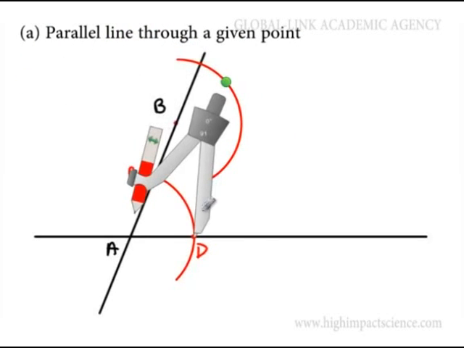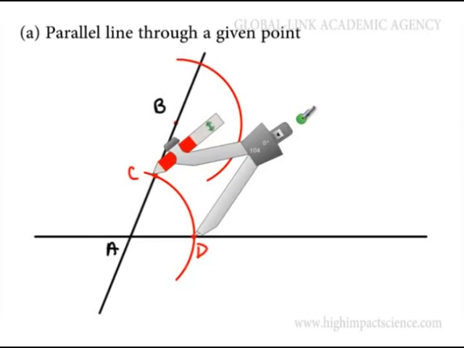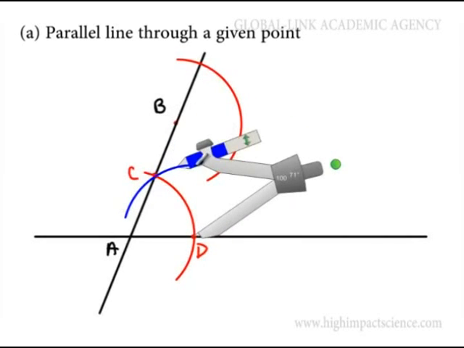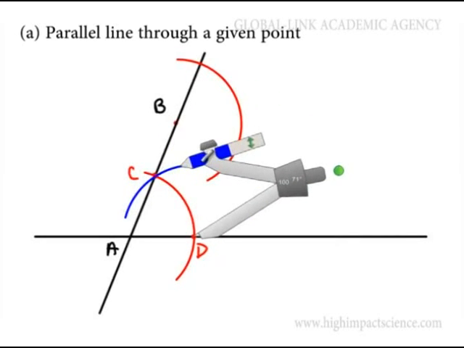Now the next step is important. You take the compass and measure the length CD. Please note we are measuring the straight distance CD. Be very accurate. You can test that by making a small arc, but it's not necessary, it's just to be sure.